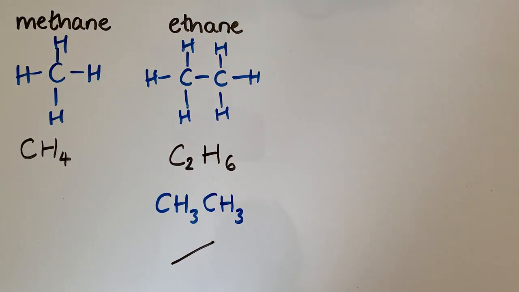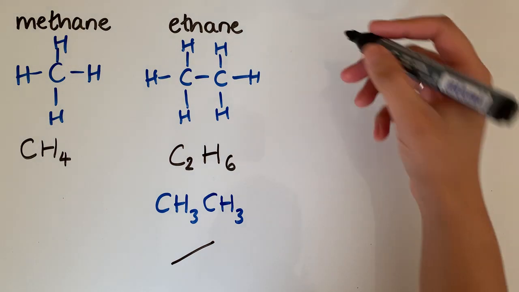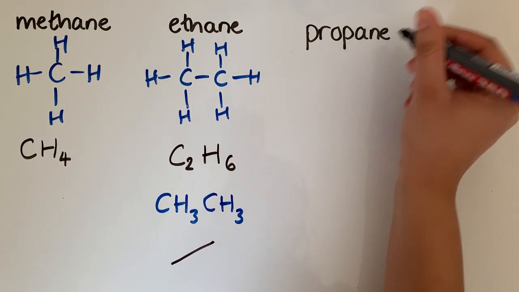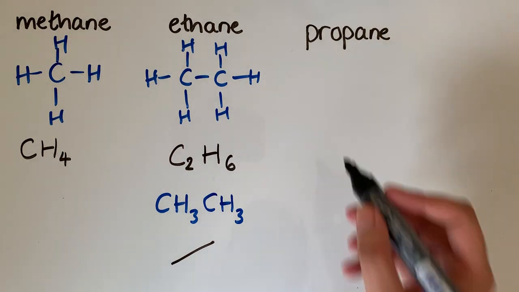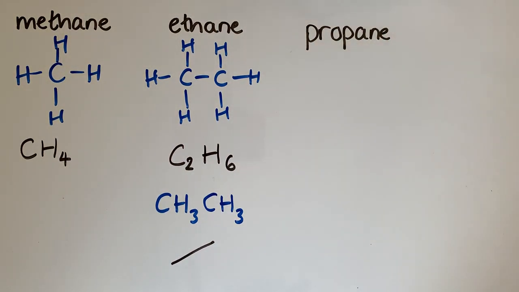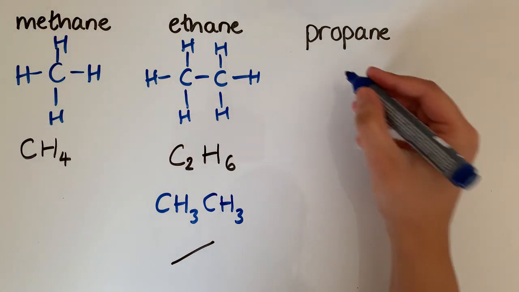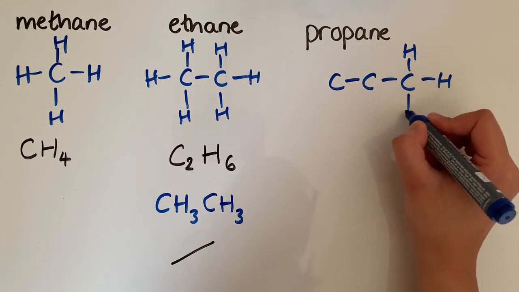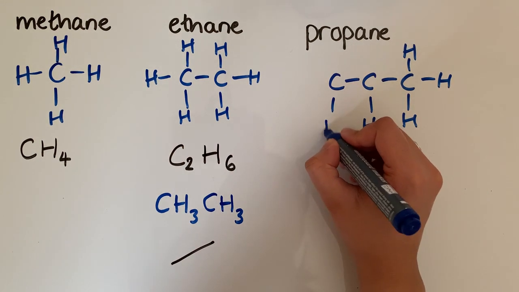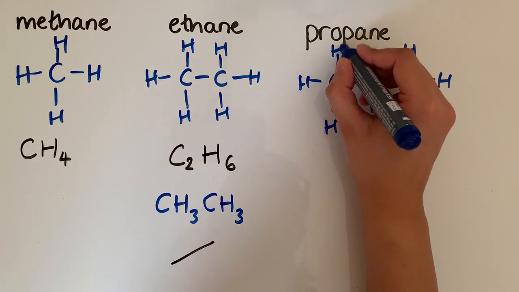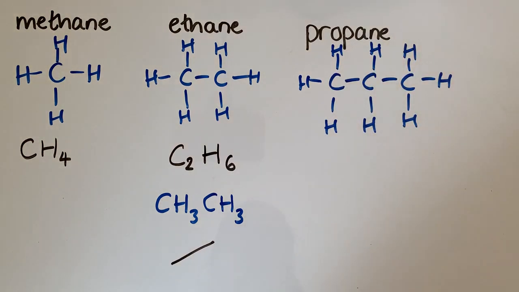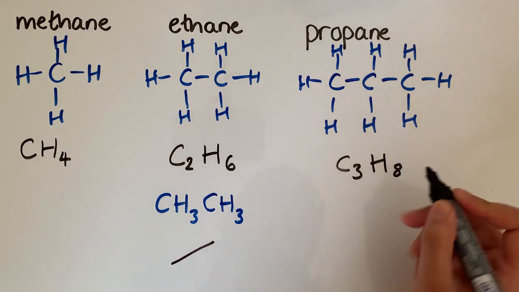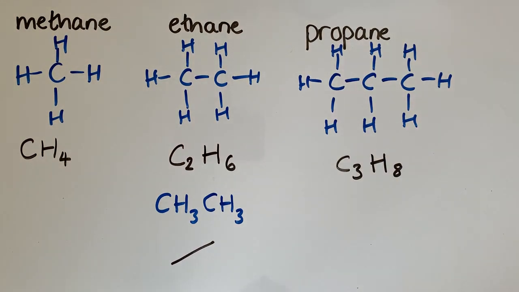Okay, the next one in this group is propane. So again, ending in ane because it's an alkane. Prop now represents 3 carbons. So I am going in order. This here is propane. And again, this is the displayed formula. The molecular formula is C3H8. And again, that follows the general formula.